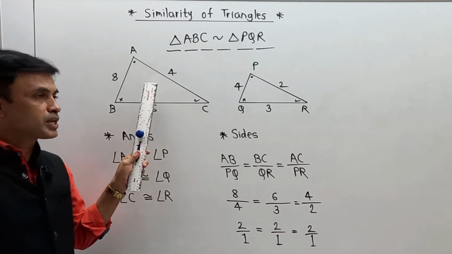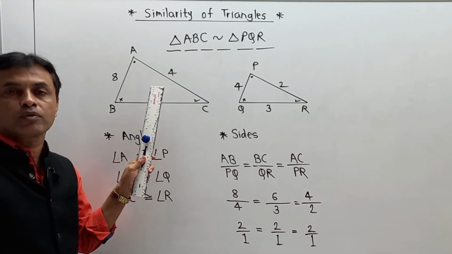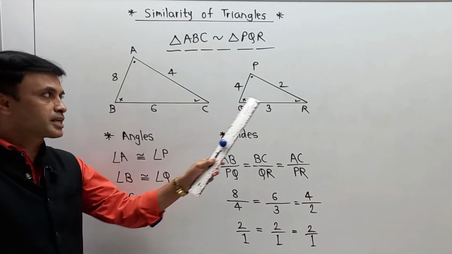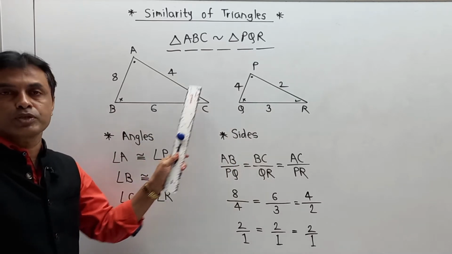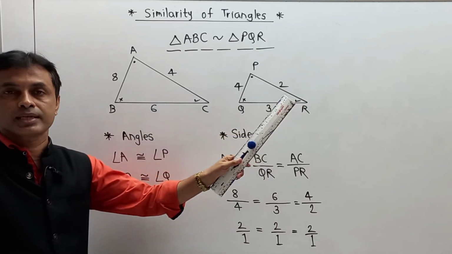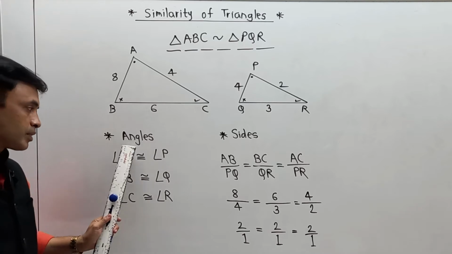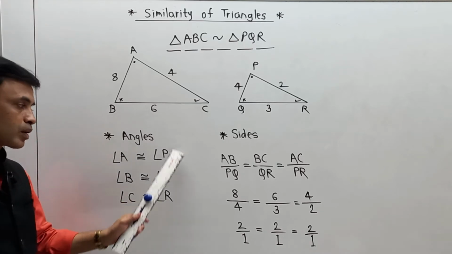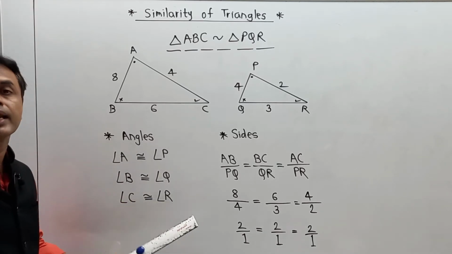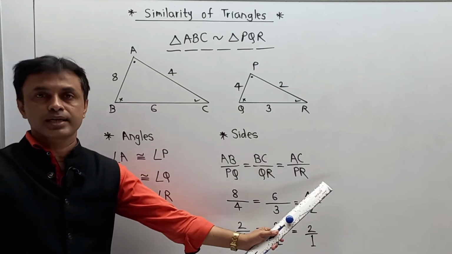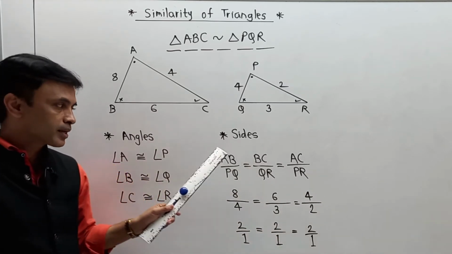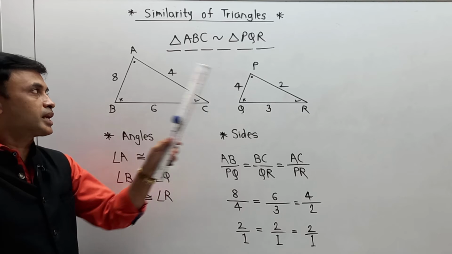In that case, always one diagram is larger in size and the second is smaller. It may be reversed sometimes: the first one will be smaller and the second will be larger. But you have to cross-check whether all three angles of the first triangle are congruent with all three angles of the second triangle, and all three sides of the first triangle are in proportion with all three sides of the second triangle. Here you can also take the ratio of this side to this side.